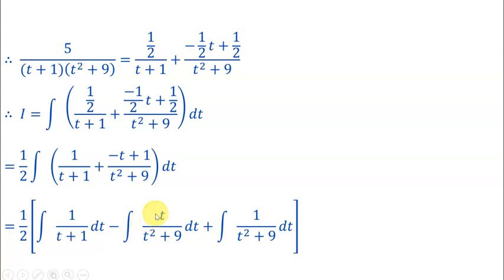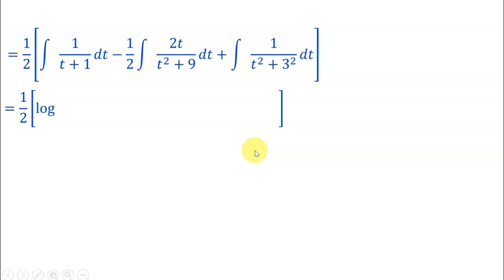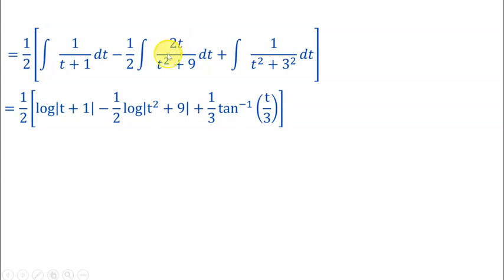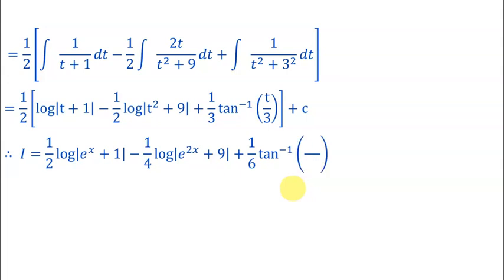Arrange here, multiply numerator and divide by 2, then you will get 2t upon t² + 9. Okay, it's of the log form. And this is the tan inverse form, 1 upon a tan inverse of t upon 3, plus c. Resubstitute the value of t here. And hence this is the answer.